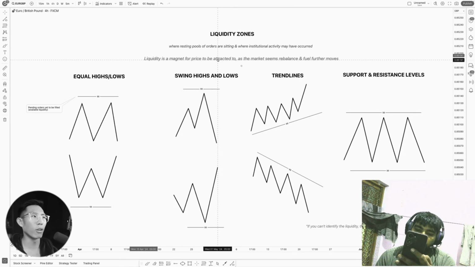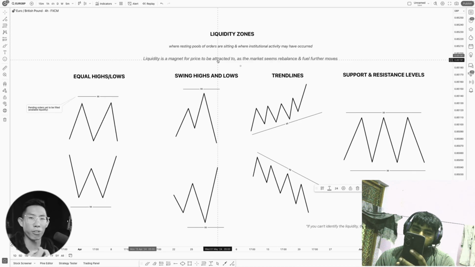Now, if you're still unclear about what liquidity is, it's basically a magnet for price to be attracted to, because the market needs to rebalance in order to fuel further moves, right? Because the price cannot go up forever or go down forever. It goes down, retraces a little bit so that it can gain more fuel, just like a car, before continuing and heading back down, right? The market will never ever move up or down in a straight line. It needs some sort of fuel. And that is where liquidity comes in.